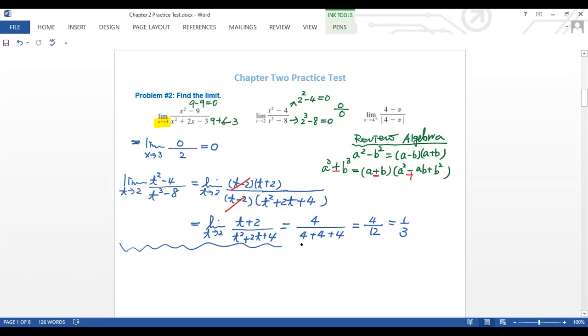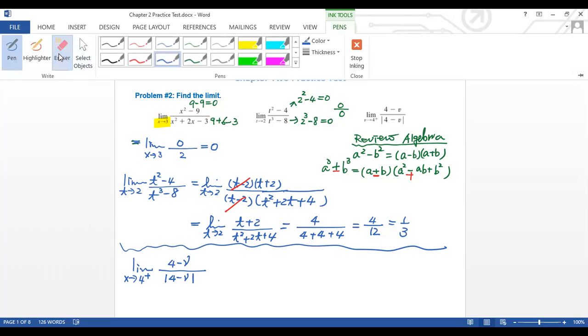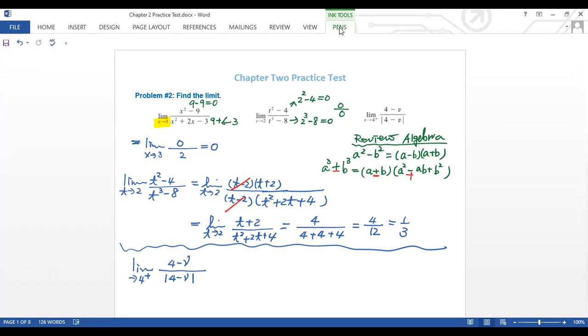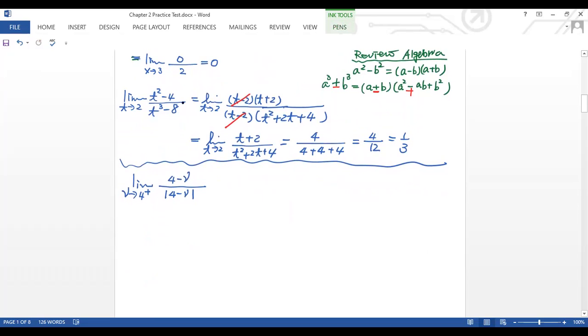Okay, so now let's take a look at the next problem. The next problem is the limit as x approaches 4 from the right-hand side of 4 minus v, the absolute value of 4 minus v. Be careful here, it's not x, it's v, all right? For this one, we are also going to use some algebra about the absolute value, which are things we emphasized a lot in pre-calc, right?